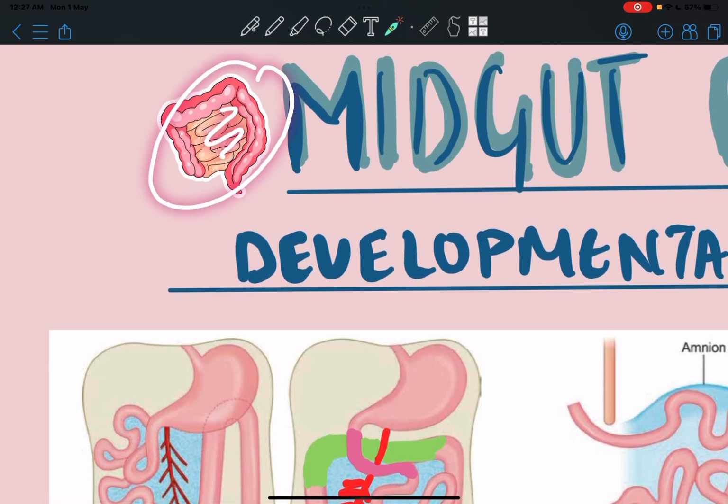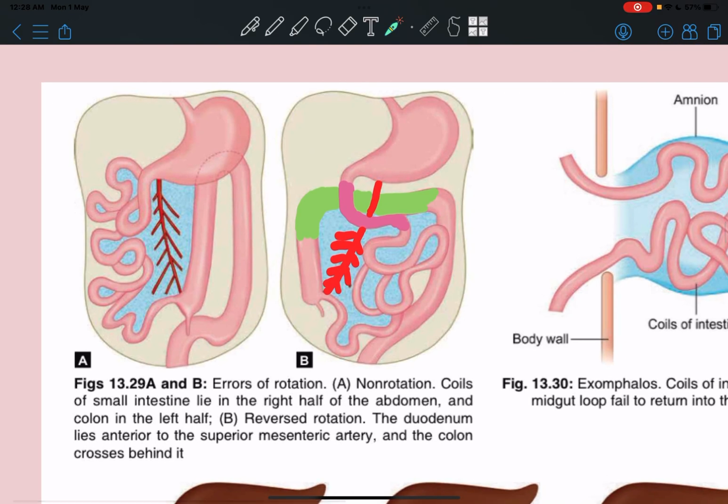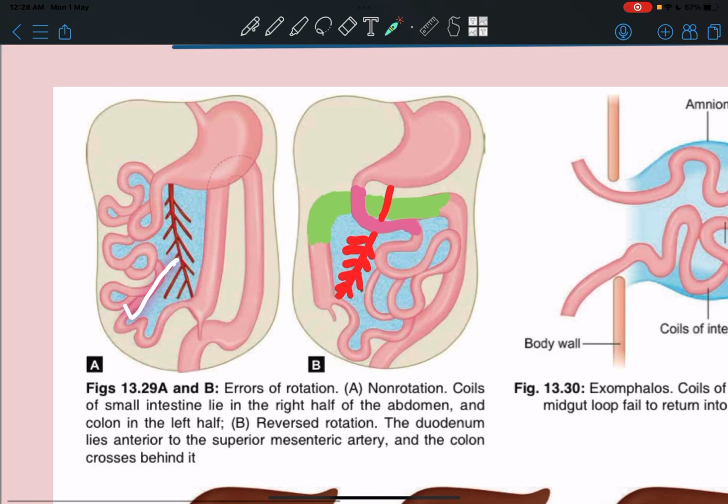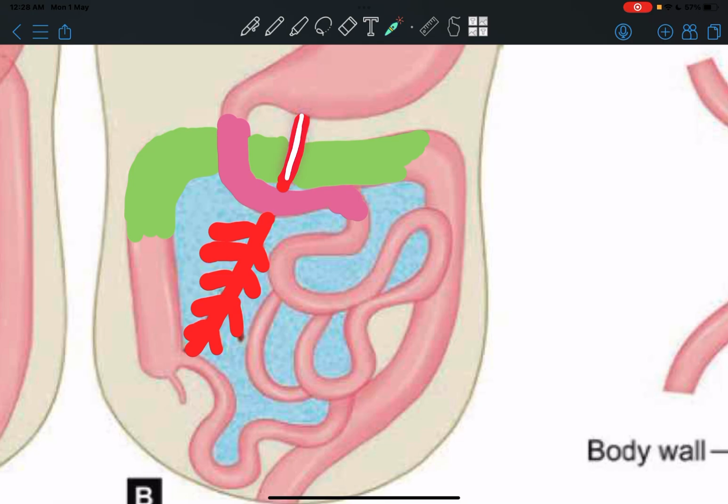The small intestine is there, pretty big, and opens to the large intestine from the left side. But if the rotation fails to happen, the small intestine will open into the large intestine from the right side. That is non-rotation. In reverse rotation, the superior mesenteric artery will be in front of your transverse colon and behind your duodenum. It is supposed to be the opposite. The duodenum is supposed to be behind the SMA and the transverse mesocolon is supposed to be in front of the SMA. But in reverse rotation, the reverse occurs.